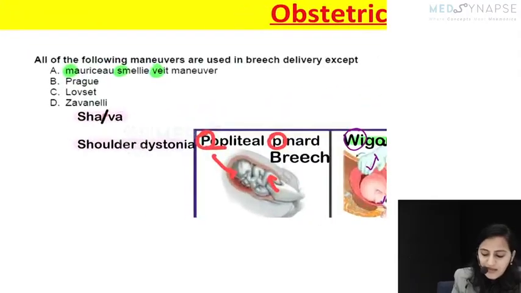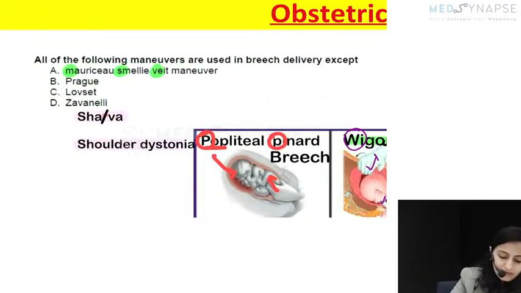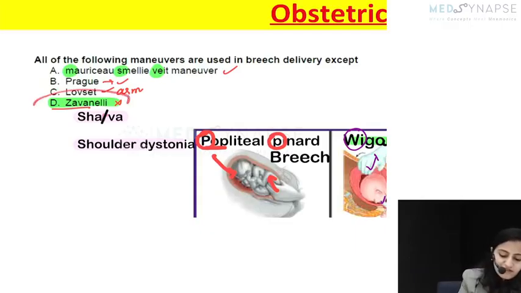So what will be the answer here? All of the following are used in breech except, sorry, Zavanelli. MSV देखा, Prague देखा, chin to pubis, Lobset देखा, arm, Zavanelli नहीं देखा. So even if you don't know Zavanelli कहाँ है, कहाँ नहीं है, किसके लिए, but ये तो पता है कि ये breech के लिए है. So you don't have to break your heads on the rest, the option that you don't know. Ruling out the option, coming to the answer is what you need here.